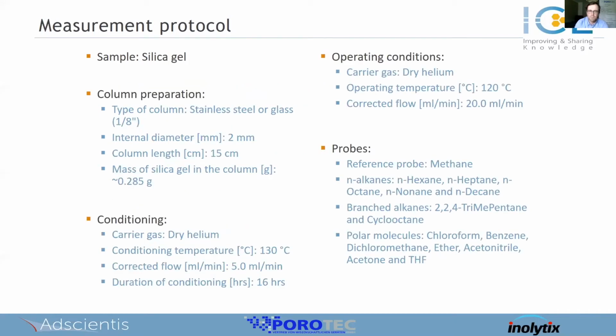So we proposed the following protocol. We asked the participants to use silica gel with a mass of 0.285 gram in a stainless steel or glass column with 2 millimeter inner diameter and a column length of 15 centimeters. The conditioning at 130 degrees Celsius for 16 hours. A measuring temperature of 120 degrees Celsius at a flow rate of 20 milliliter per minute. Methane should be used as a reference, and linear, branched, cyclic alkanes and polar probe molecules should be measured.